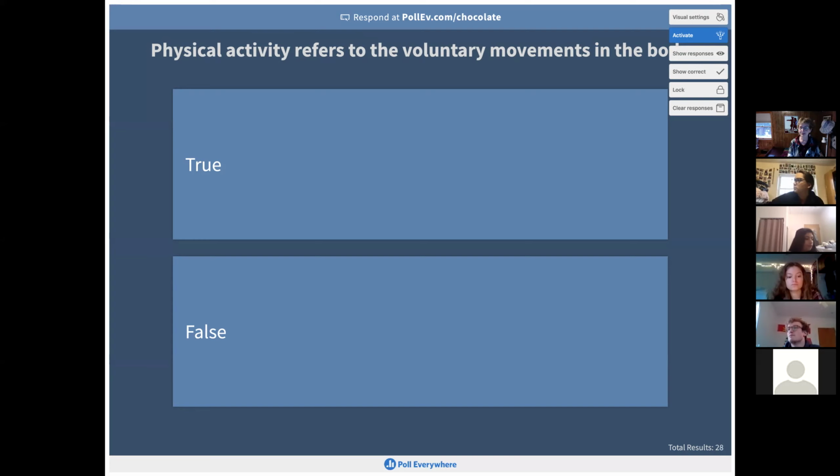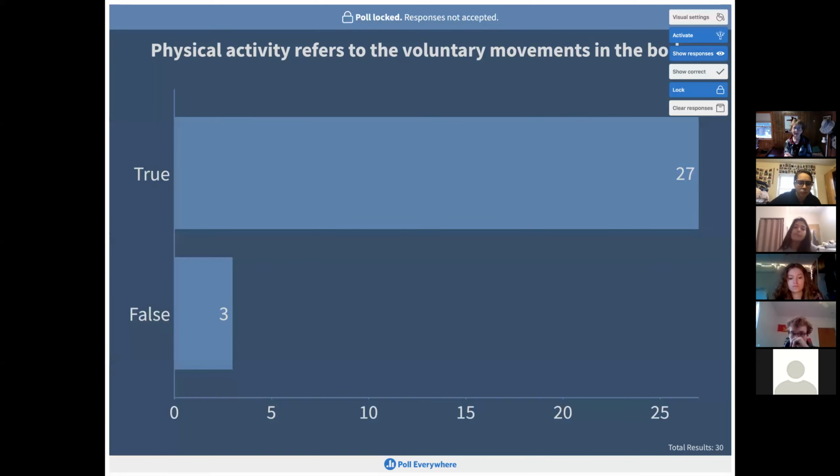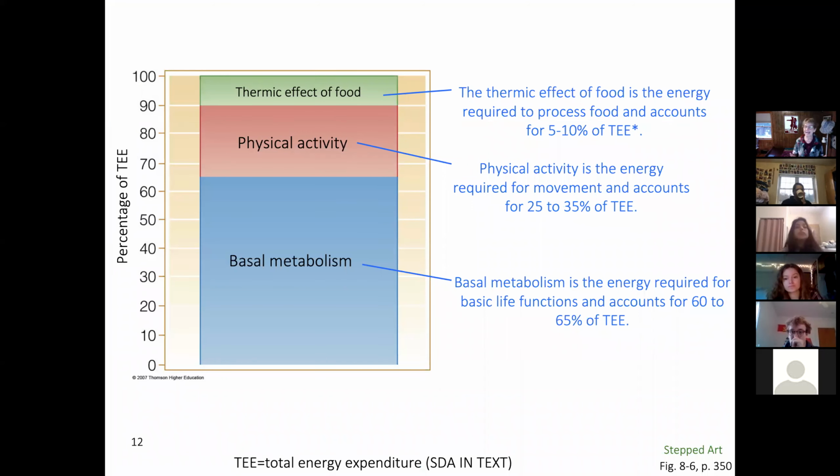Five, 4, 3, 2, 1. Right, this is correct. If I can get my mouse to go in the right place, but right. So we have energy intake and we have energy expenditure, and we'll talk about voluntary and involuntary movements. I talked about this in the video. And physical activity, the energy used for voluntary movement, can account for up to 25 to 30% of your total energy expenditure.